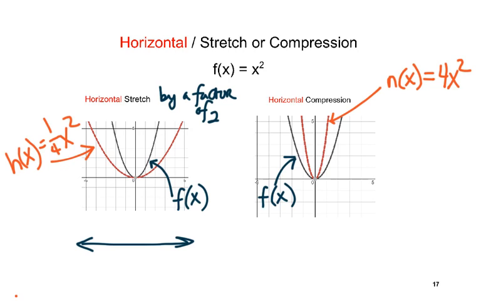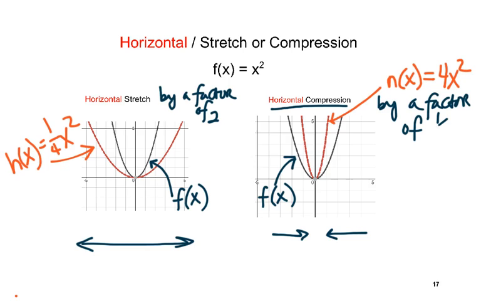away from the y-axis. And the horizontal compression is the opposite. It's pushing it towards the y-axis. So it's squishing it towards the y-axis. Okay, and that's by a factor of 1/2. So that's how you have it.